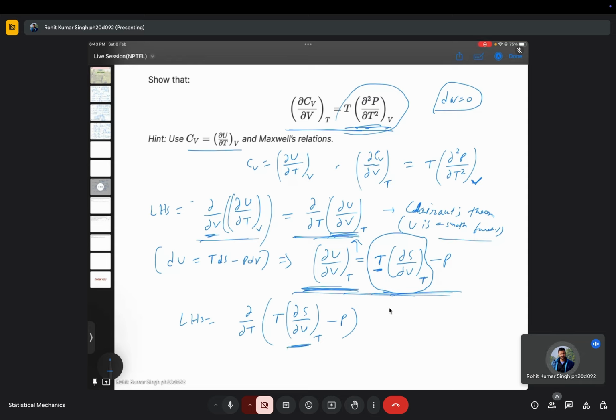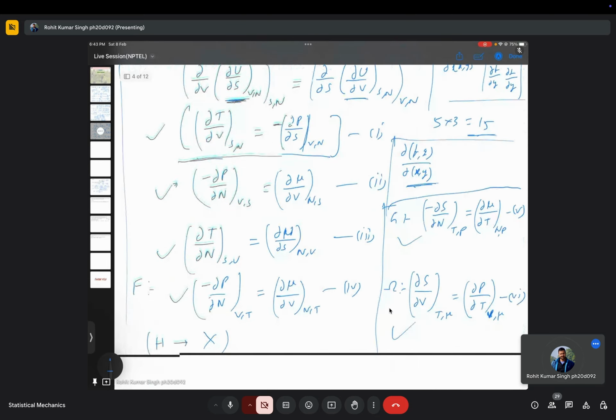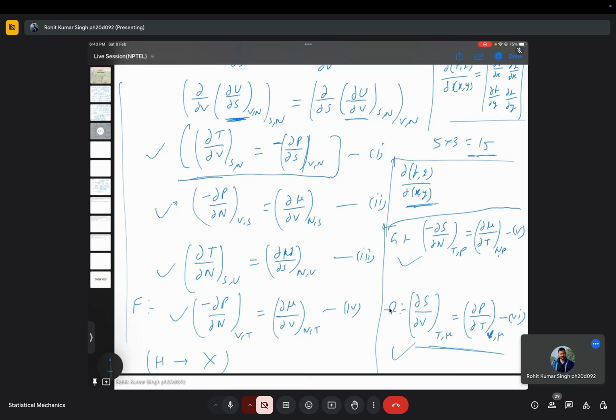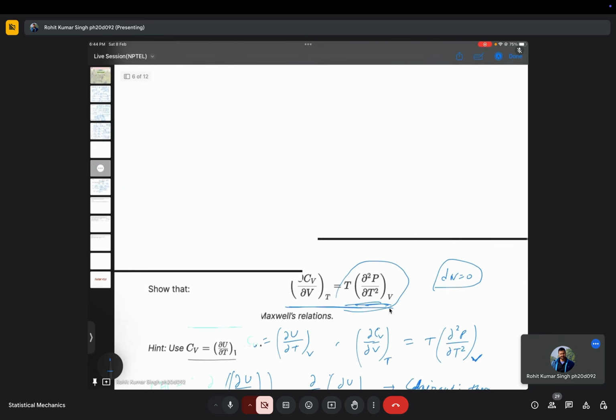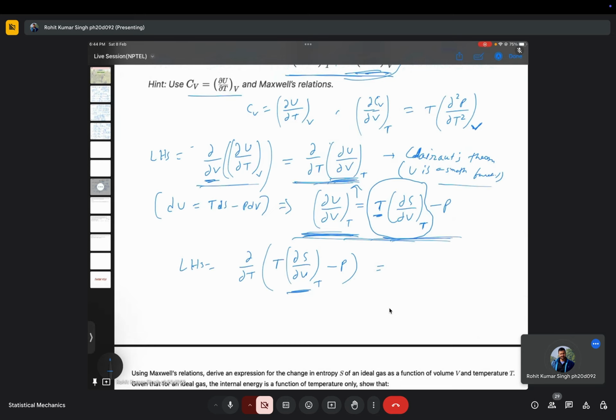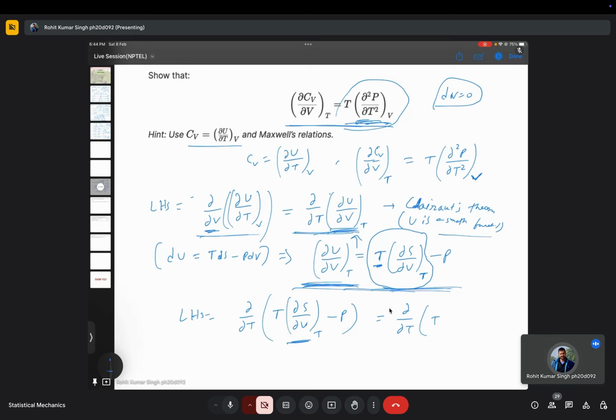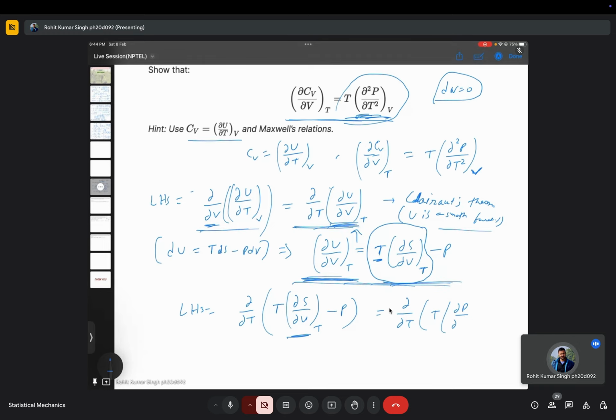So we have del S by del V. Now in the Maxwell relation, we see that the sixth Maxwell relation, del S by del V is del P by del T, right? And this is exactly what we want. So we will replace this, because in the problem you see we have del P by del T. So we replace this by del P by del T minus P. So we have used this Maxwell relation. Okay, this is the sixth Maxwell relation.